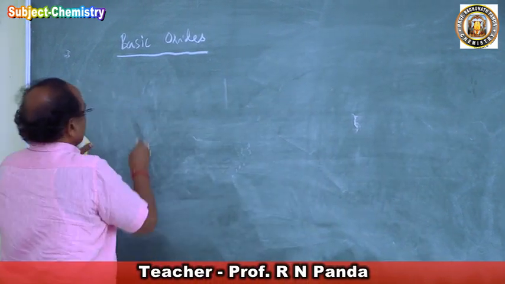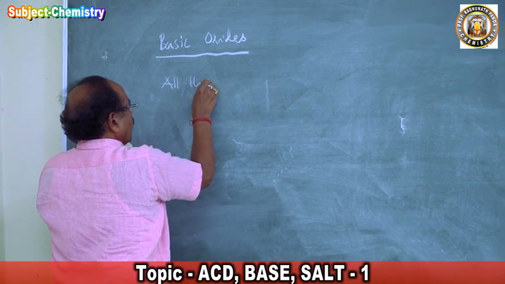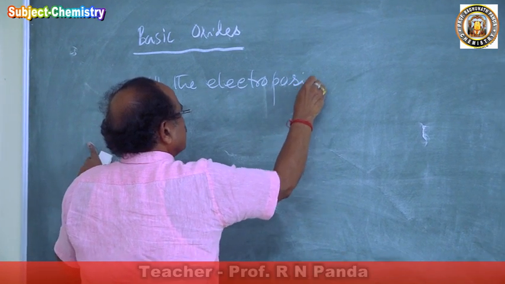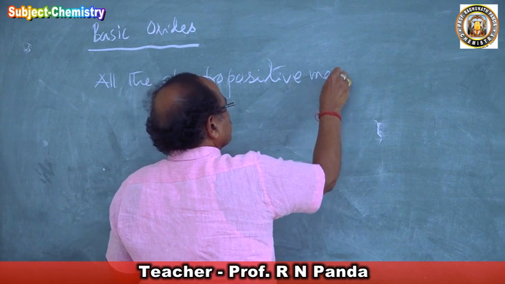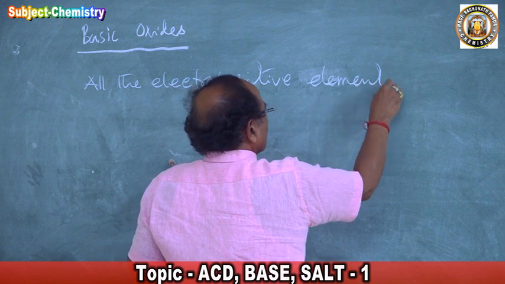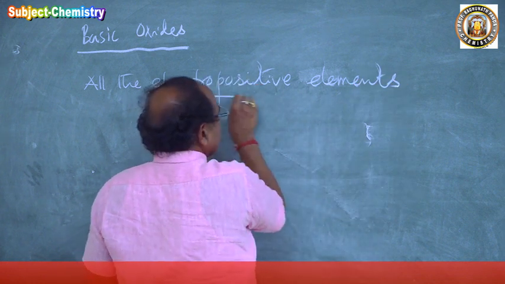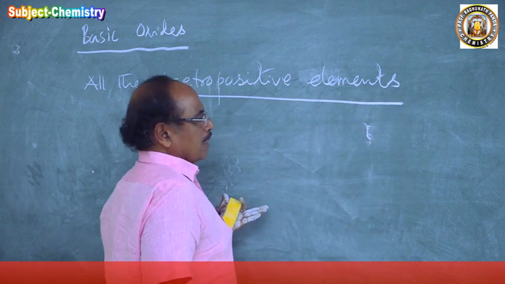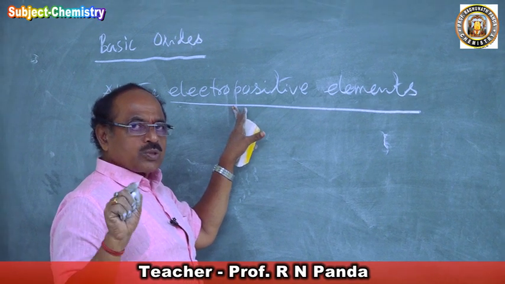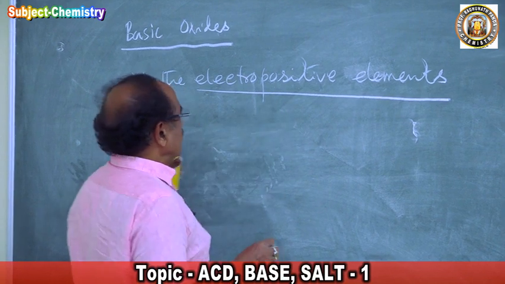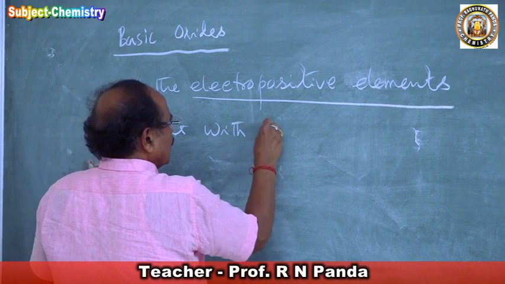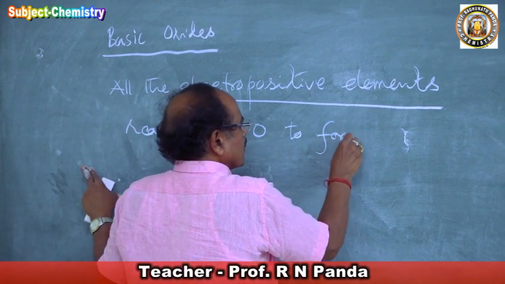All the electropositive metals, all the electropositive elements. What are these electropositive elements? They are metal elements. Who are electropositive elements? The atoms of the elements which have a tendency to lose electrons are called electropositive elements. They react with oxygen to form basic oxides.